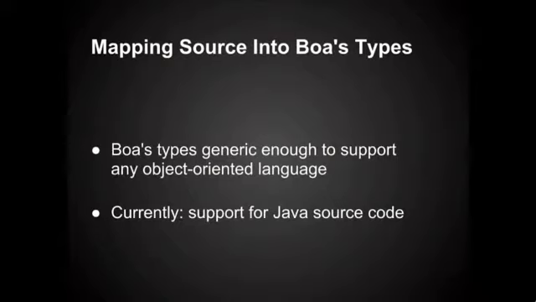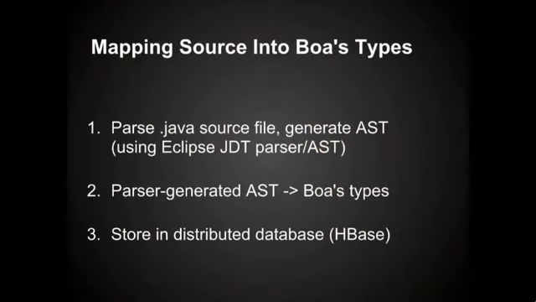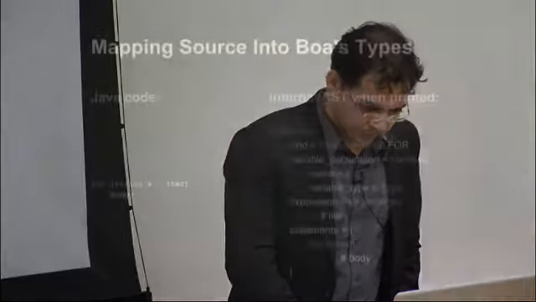Okay. So these types are not specific to any particular language. It can generally support any object-oriented language. Currently, we have support for Java source code, but we are planning to have support for C++ and also C# if we find a useful library. What we do essentially for mapping is we parse the source file, generate the AST, and then store it in a distributed database. The database that we are using here is HBase.